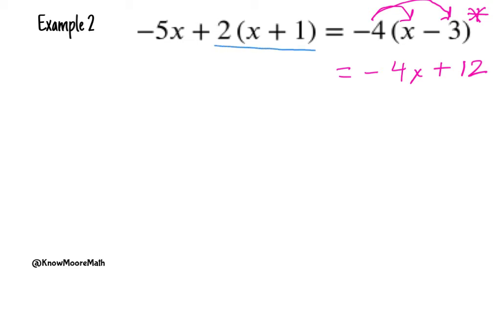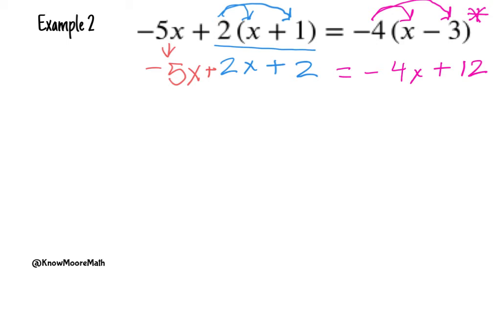So I'm going to distribute the 2 to the x and the 2 to the positive 1. That gives me a result of 2x plus 2. And now I'm just going to bring down this negative 5x. Now I need to check and see if this side has been simplified completely, and it looks like I have like terms. So I'm going to go ahead and combine like terms.